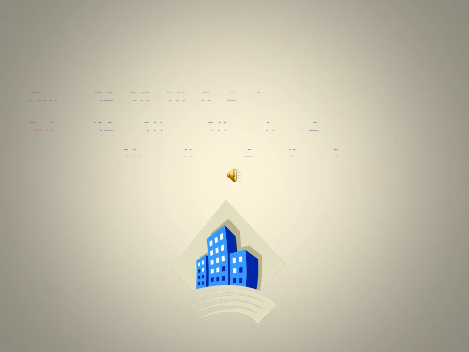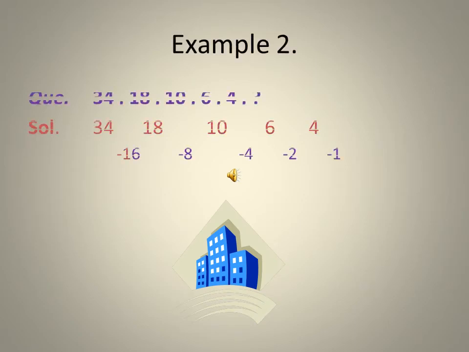Now example number 2, 34. How do we go to 18? 34 minus 16 is 18, 18 minus 8 is 10, 10 minus 4 is 6, 6 minus 2 is 4, and 4 minus 1. This is the second example of arithmetic series. You can see here 1, 2, 4, 8, 16. It means just double. So 4 minus 1, the answer is 3. The correct answer is 3.